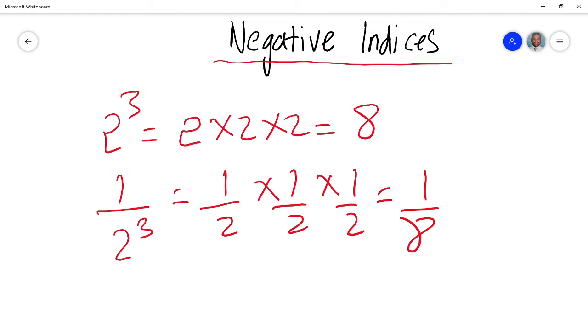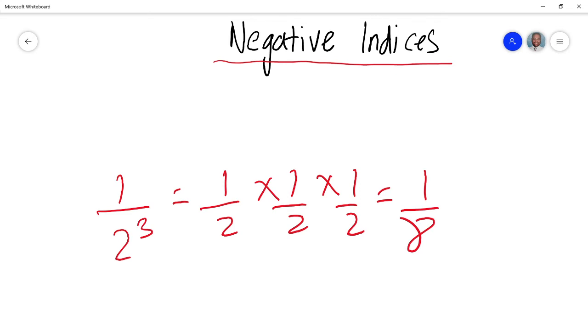All right. Now, let's look at the second question. We know very well 1 over 2 to the power 3 is equal to 1 over 2 times 1 over 2 times 1 over 2. This 1 over 8, you can rewrite as 8 to the power negative 1. All right, because the rule states that 1 over 8, you can write as 8 to the power negative 1.